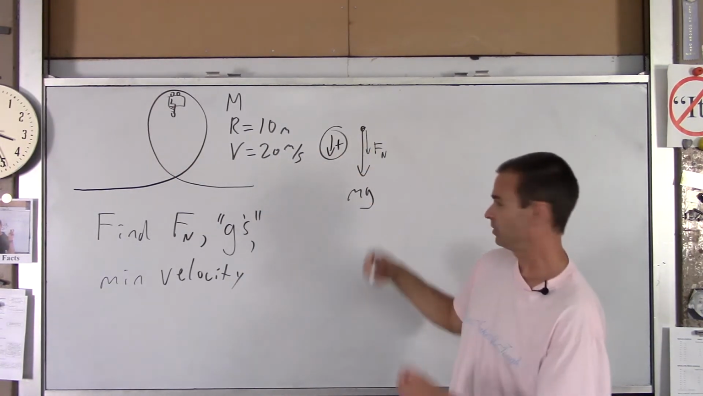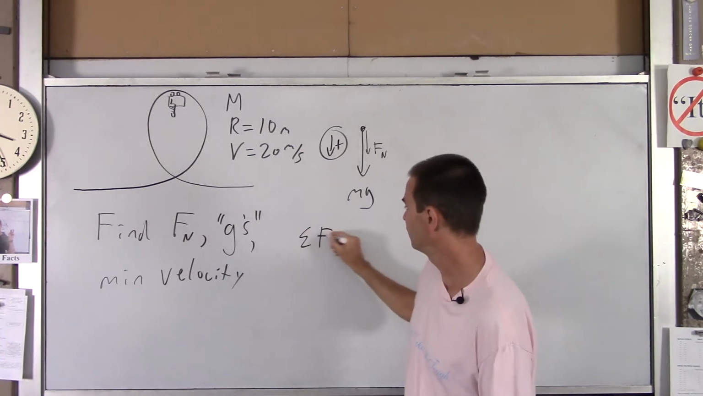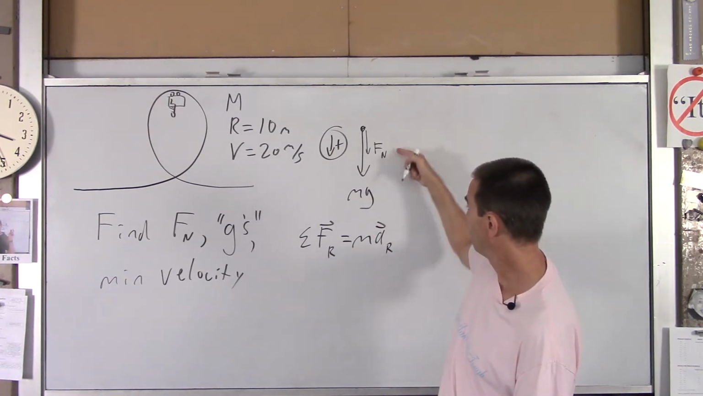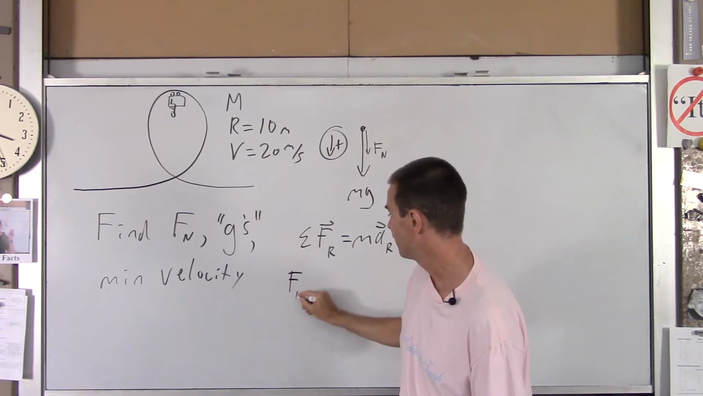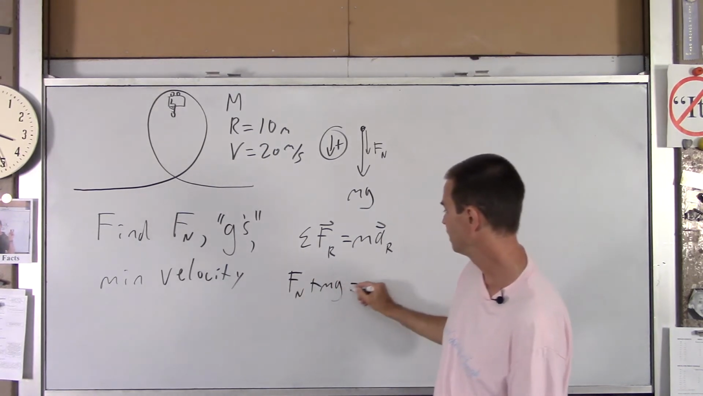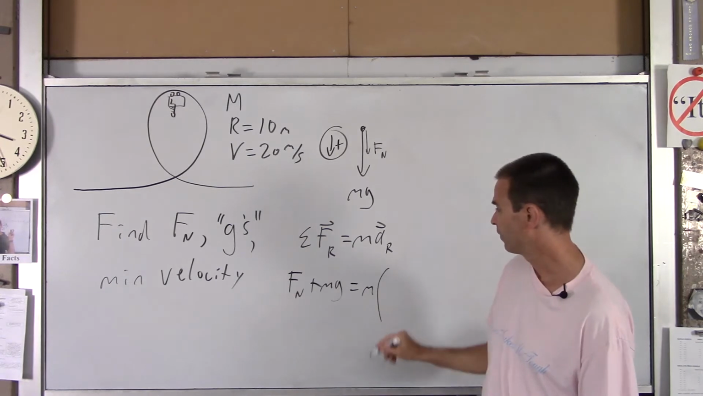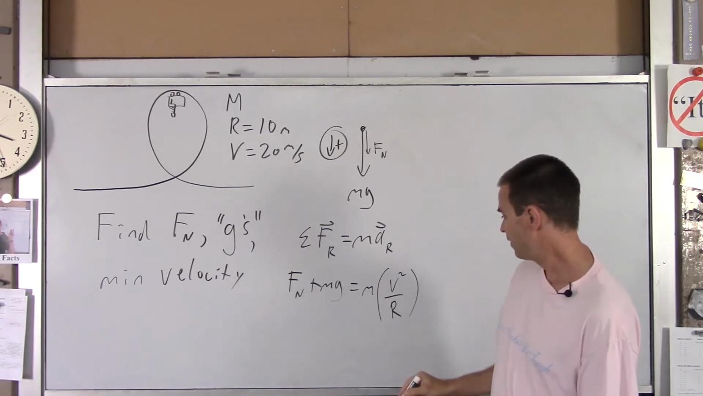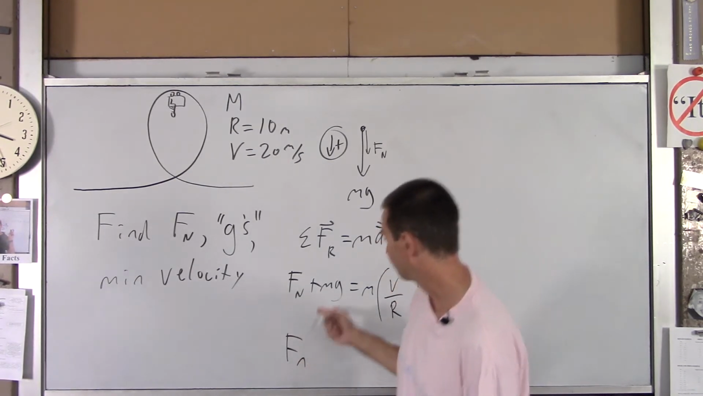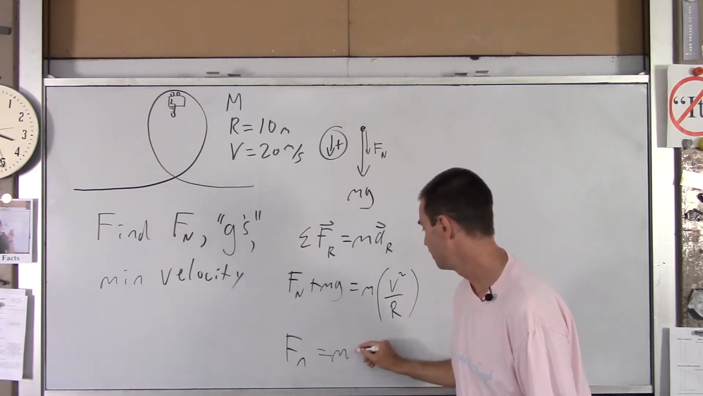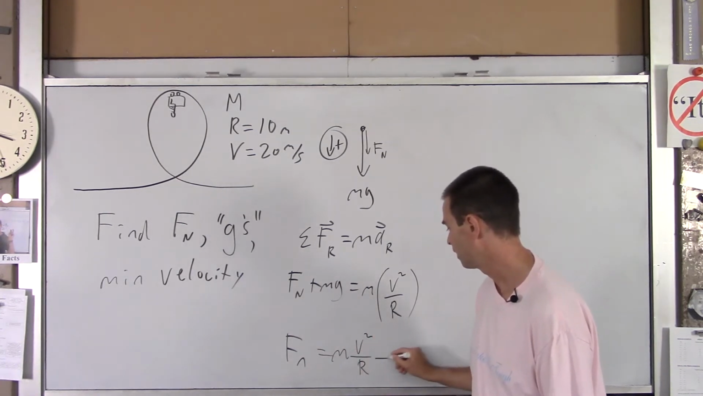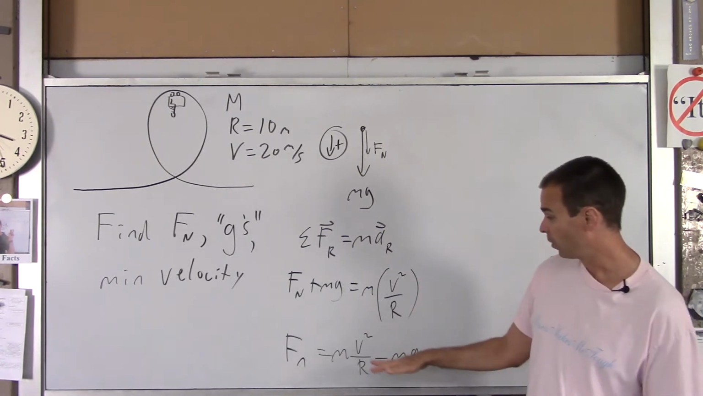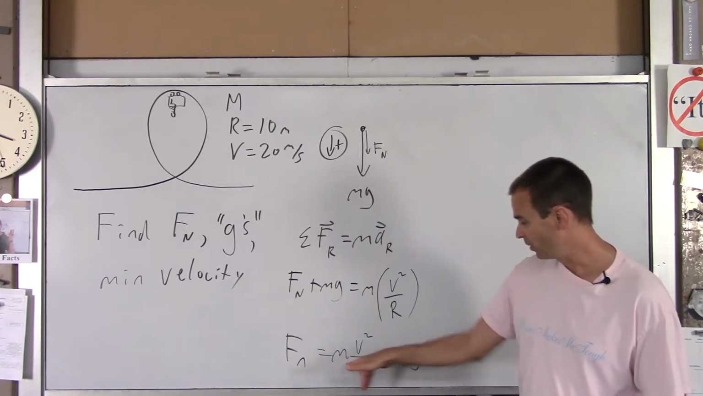And then we just apply Newton's second law to this. So we've got net force in the radial direction equals m a_r. These two forces are both pointing in that positive direction, so Fn plus mg equals m a. And for anything going in a circle, the radial acceleration is v squared over r. Then you've got an expression for Fn. If you subtract mg from both sides, you get Fn equals m v squared over r minus mg. We can plug numbers in a moment, but I just wanted to make a note: Fn is going to be this minus this.